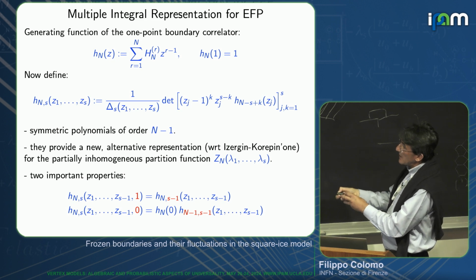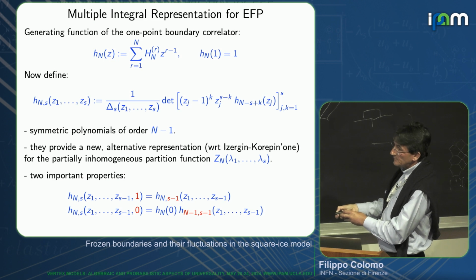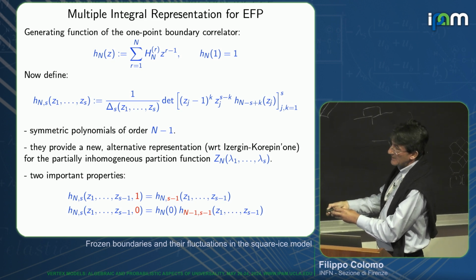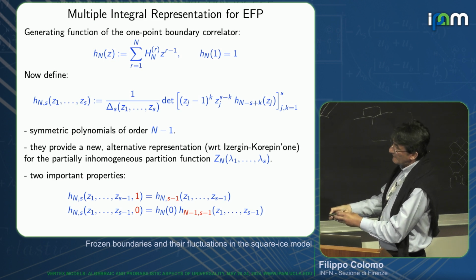This quantity has been built in such a way that if you put one of the variables to 1, you obtain just the same function with one less variable. If you put one of the variables to 0, again, you obtain the same function with one less variable and with the index decreased by 1. And also you obtain an overall coefficient.